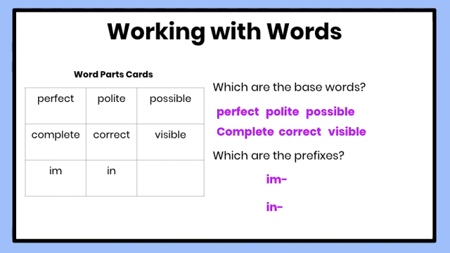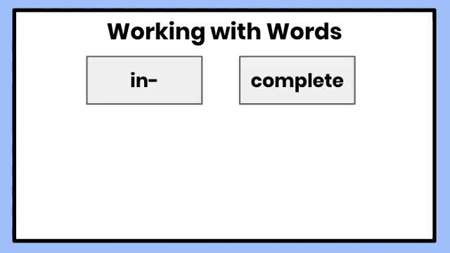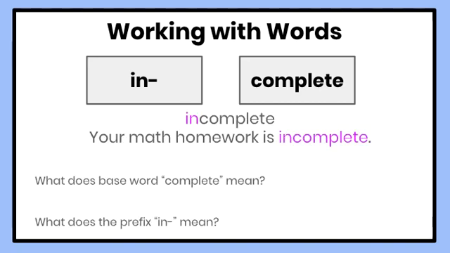Let's look at the prefixes in and im. I wonder how these prefixes change the meaning of our base words. Let's try to figure it out by using our prefix in and the base word complete. I'll pull these word cards down and put them together to make a new word. In and complete. Incomplete. Your math homework is incomplete.